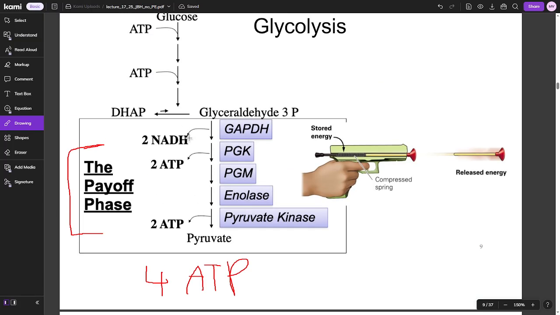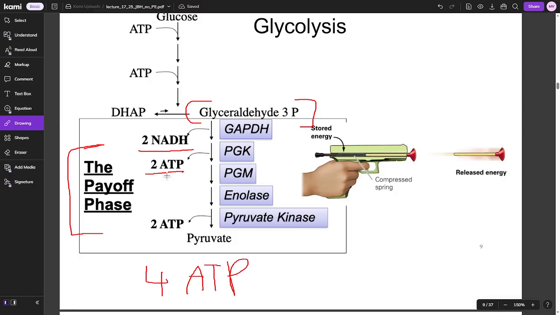But the payoff phase, right, you're producing NADH. You're producing technically 4 ATP, right? But because this actually happens twice, you have to think about it. So this is only showing that this glyceraldehyde goes through, right? This DHAP also gets turned into glyceraldehyde, and actually goes through again. So there's 2 glyceraldehydes that actually go through this process. So you actually get 4 of these, right?